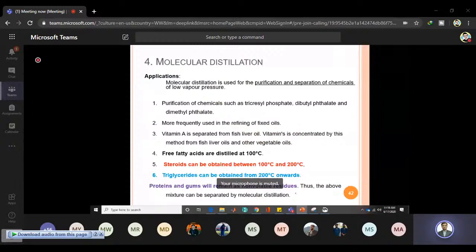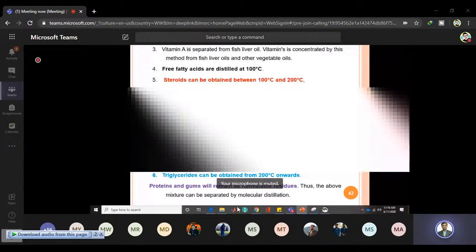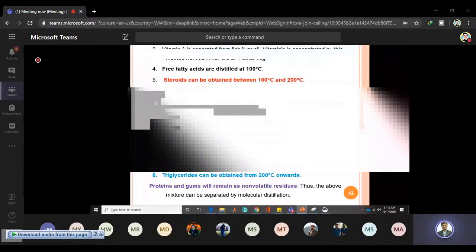Applications: molecular distillation is used for purification and separation of chemicals of low vapor pressure. Remember, normally it is used for the low vapor pressures. Purification of chemicals such as tricresyl phosphate, dibutyl phthalate, and dimethyl phthalate. Okay, more frequently used in the refining of fixed oils. Vitamin A is separated from fish liver oil. Vitamins are concentrated by this method from fish liver oil and other vegetable oils.